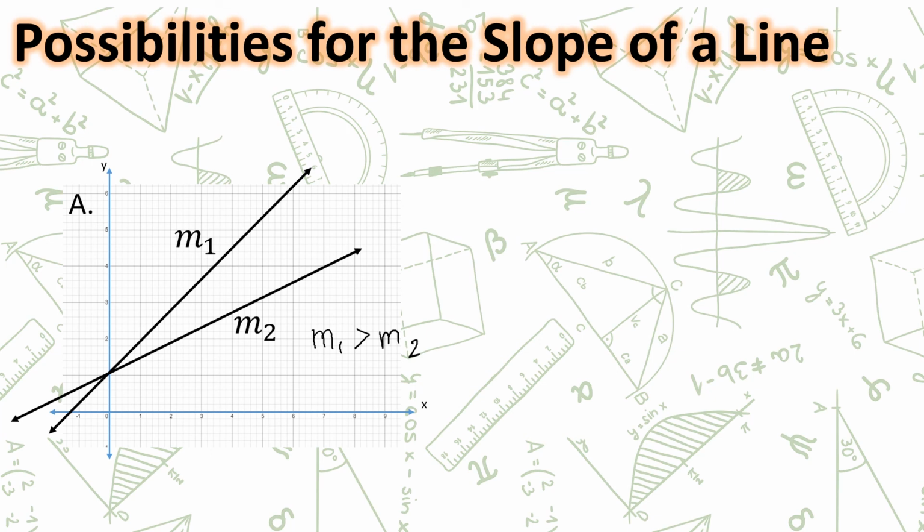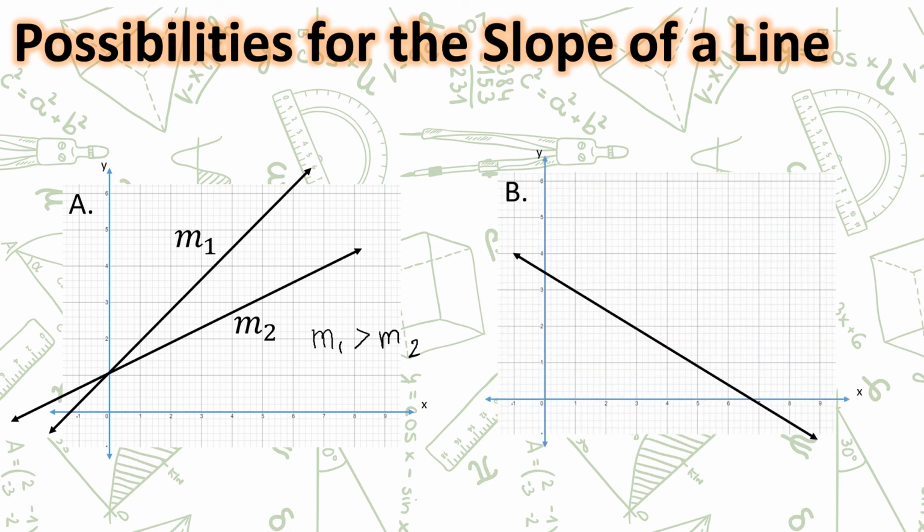For two lines with negative slope, the line with a slope of greater absolute value is steeper. In here, let m sub 1 be the slope of this first line and m sub 2 be the slope of the second line. Since the second line is steeper than the first line, then the absolute value of slope 2 or m2 is greater than the absolute value of the slope of line 1 or m1.